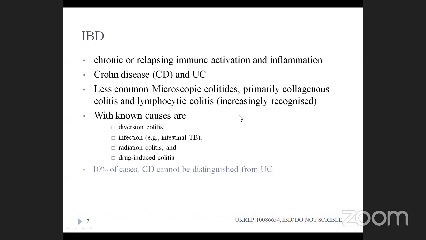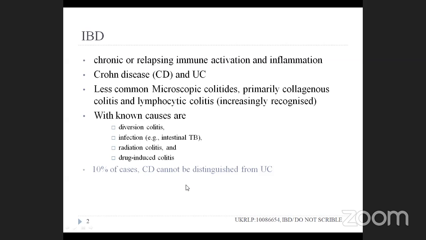Other known causes of inflammatory bowel disease are diversion colitis, intestinal tuberculosis, which can cause granulomatous inflammatory bowel disease, radiation colitis and drug-induced colitis. And in 10% of the cases, we may not be able to differentiate between Crohn's disease and ulcerative colitis. So in general, inflammatory bowel disease is a chronic relapsing disease of the bowel with relapsing immune activation and inflammation. So this is the outline of inflammatory bowel diseases.